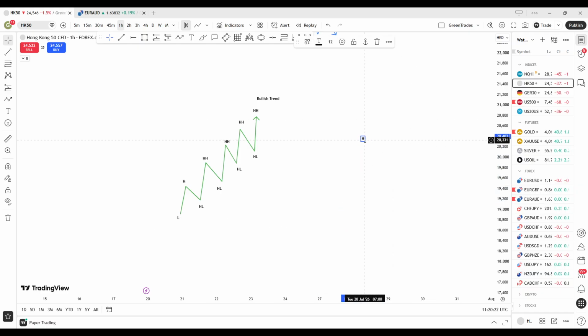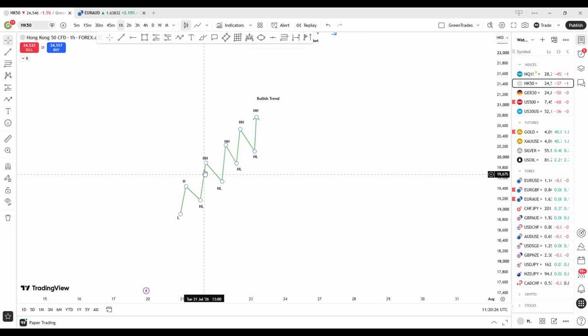It goes from the low to the high, and a new higher high is formed, a new higher low is formed, a new higher high is formed, a new higher low is formed, and so on.